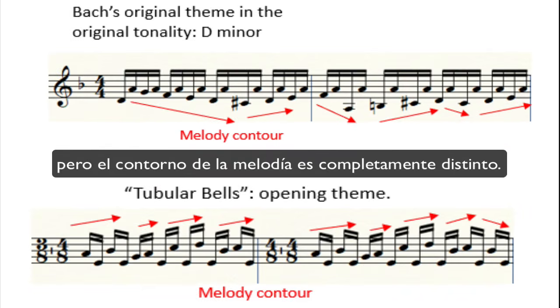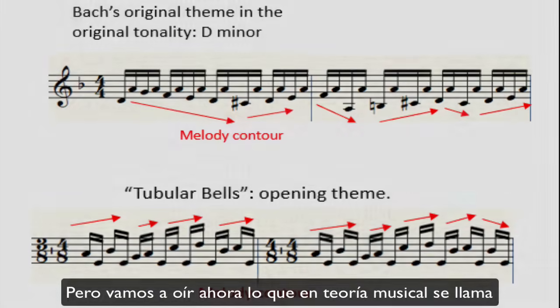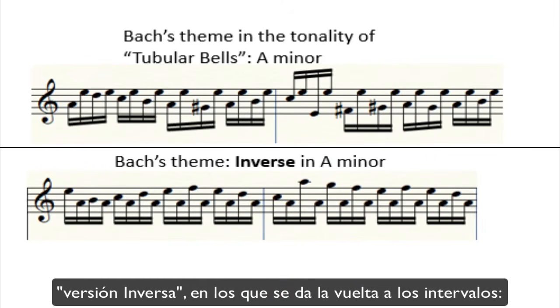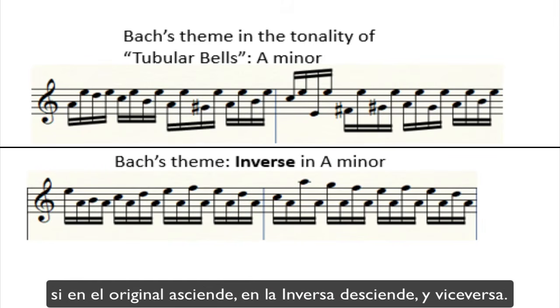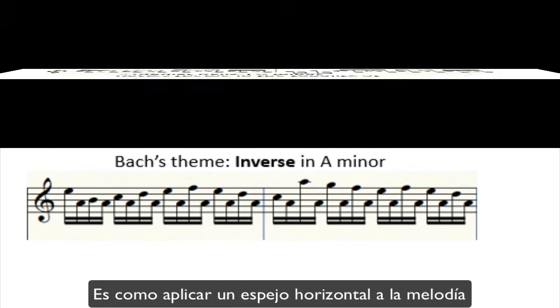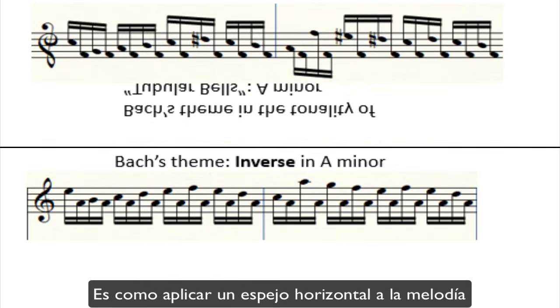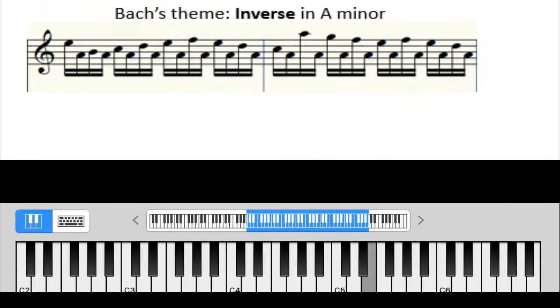contour is completely different. But let's hear now what in music theory is called the inverse version, where the intervals are reversed. Where the original plays up, the inverse version will play down, and vice versa. It is like applying a horizontal mirror to the melody.